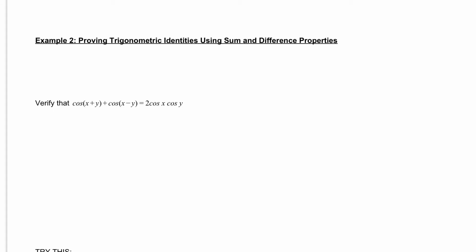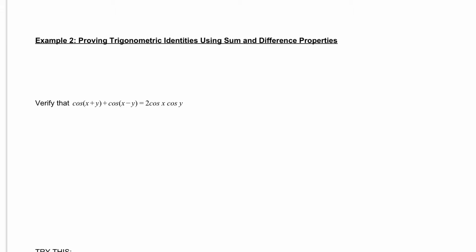In example 2, we are going to use our sum and difference properties in order to verify, thinking back to section 5.2. The first thing we should notice is we have cosine x plus y plus cosine x minus y equal to 2 cosine x cosine y. Anytime we have the cosine or the sine or the tangent and we're adding or subtracting two things on the inside, that's where we can start using our sum and difference formulas.